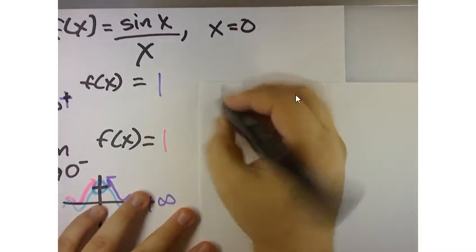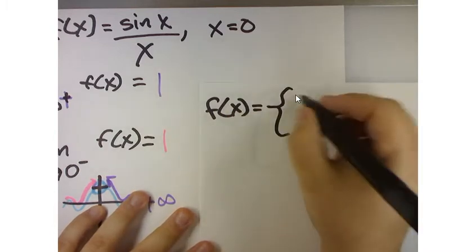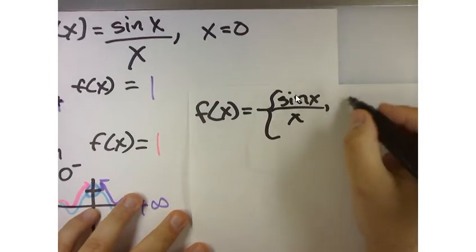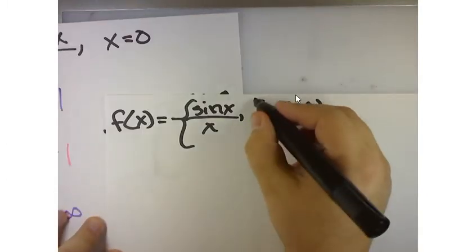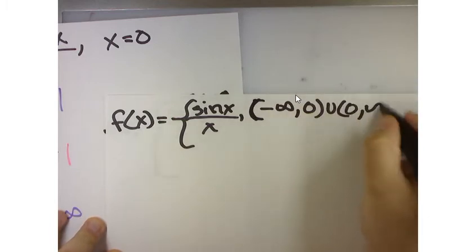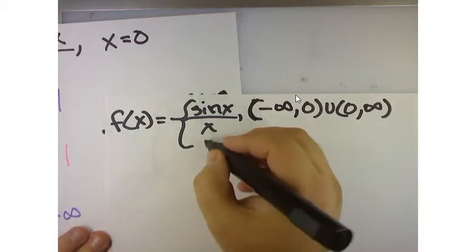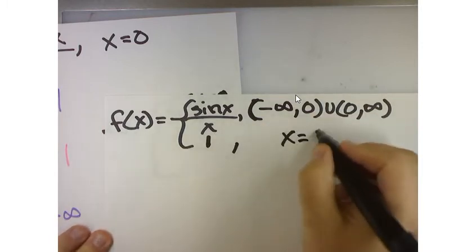I could say f of x equals sine of x over x when I go from negative infinity to 0, union 0 to positive infinity. Now when I write it that way, am I including the 0 at all? No. Now here's the only thing I have to add. f of x equals 1 when x equals 0.